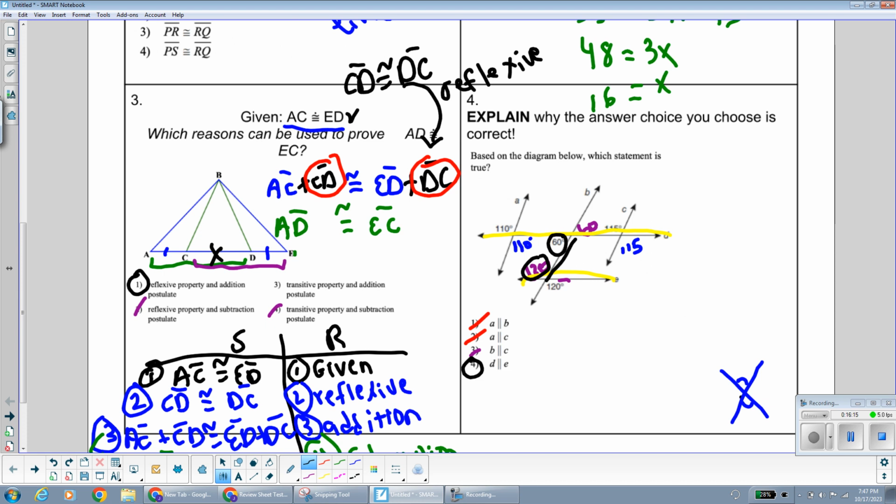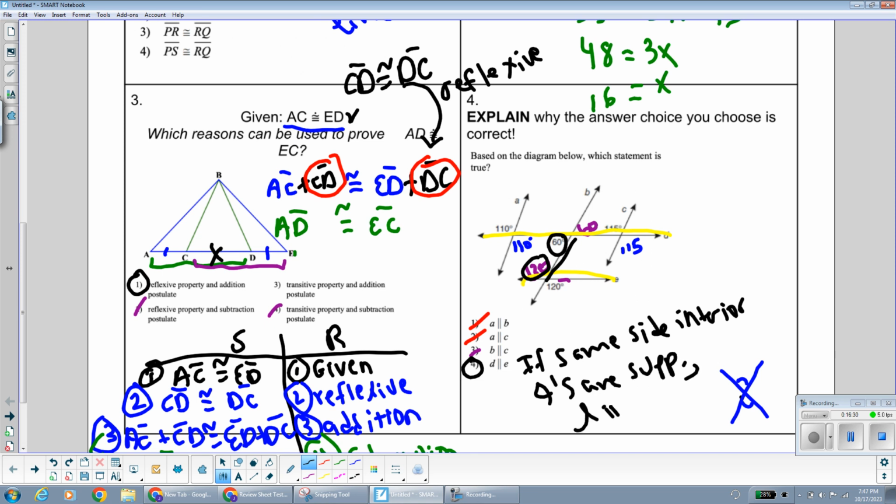So I'm picking answer choice number 4, and my reason is going to be if same side interior angles are supplementary, lines are parallel. And that's not the only justification.